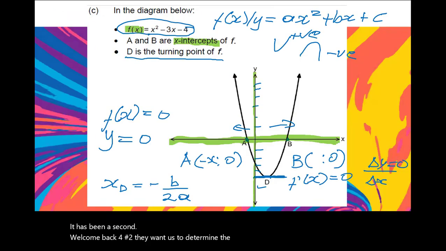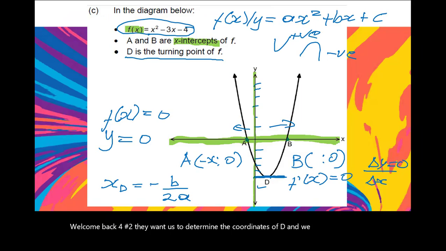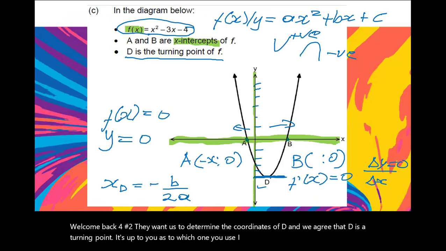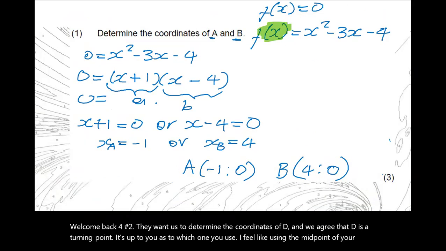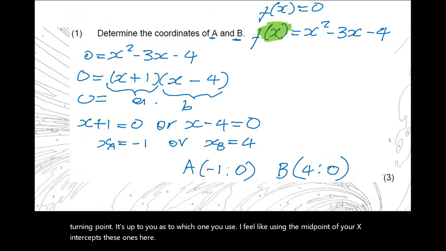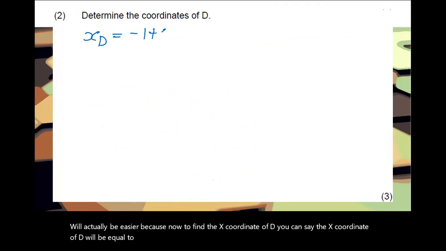Welcome back. For number 2, they want us to determine the coordinates of D. And we agreed that D is a turning point. It's up to you which method you use. I feel like using the midpoint of your x-intercepts will be easier, because to find the x-coordinate of D, you can say the x-coordinate of D will be equal to -1 plus 4, and then you just divide this by 2, which will give you 3/2.